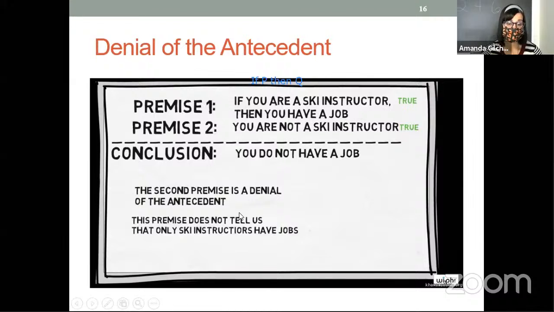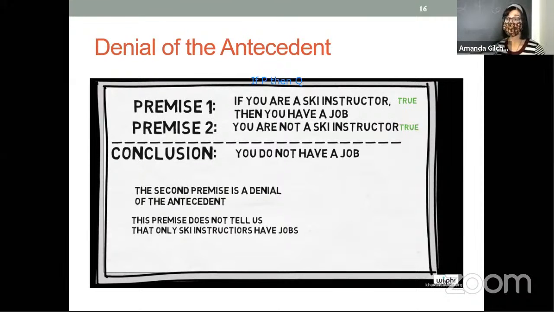This premise does not tell us that only ski instructors have jobs. So part of the reason that people get tripped up by these invalid forms is that we assume that the if is actually if and only if. So when we hear if you are a ski instructor, then you have a job, we're assuming that only ski instructors have jobs. That if becomes an if and only if. But there are a lot of people out there with jobs that are not ski instructors.